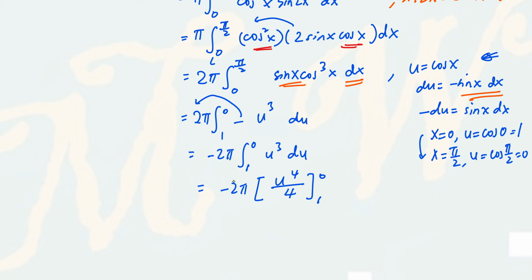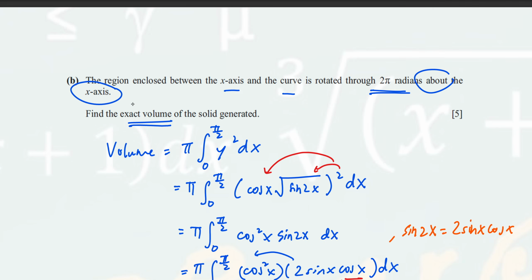And now you replace the value. So negative 2 pi. Replace the u by 0 first, so it's 0. Minus, replace the u by 1, that is 1 over 4. So at last, it is 2 pi over 4. Then you will be getting pi over 2. So this is your exact volume.